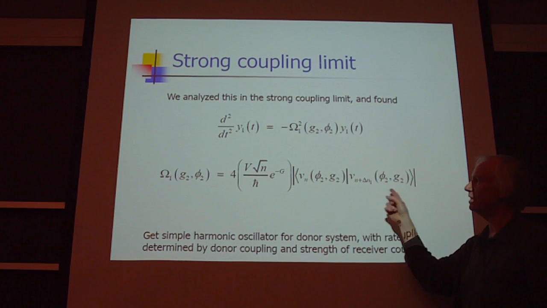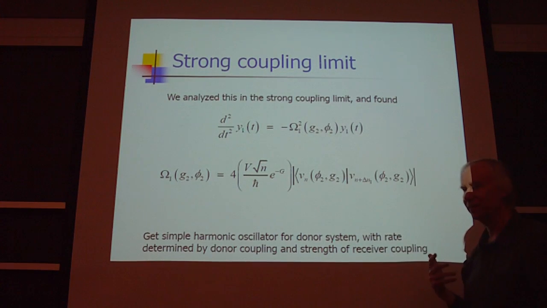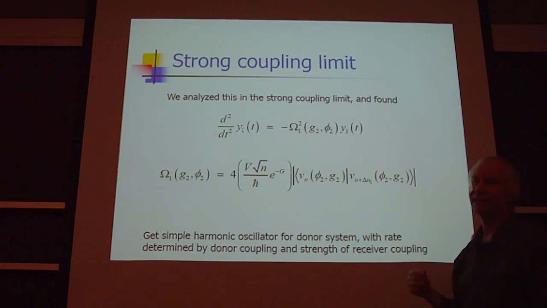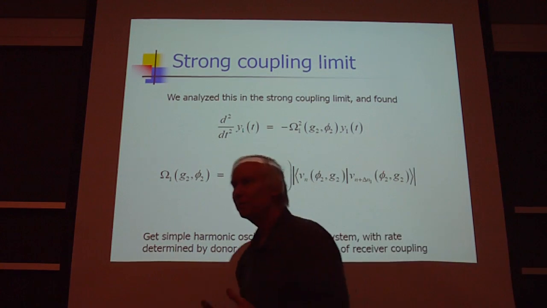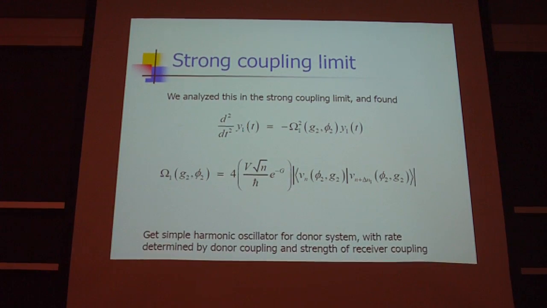And this complicated looking thing here is what the receiver system does. Basically what this says is that if the coupling's not strong enough, it doesn't work. If the resonance isn't good enough, it doesn't work. But if you get everything right, then it works fine.